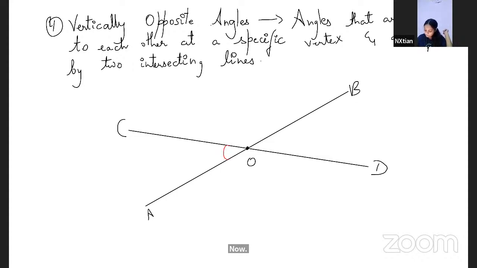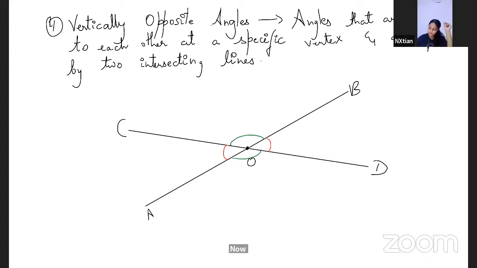Now one angle will be formed here, one angle here, one angle here, and one angle here. Four angles are formed. Now, what are vertically opposite angles? The angles forming between the intersecting lines which are opposite to each other.